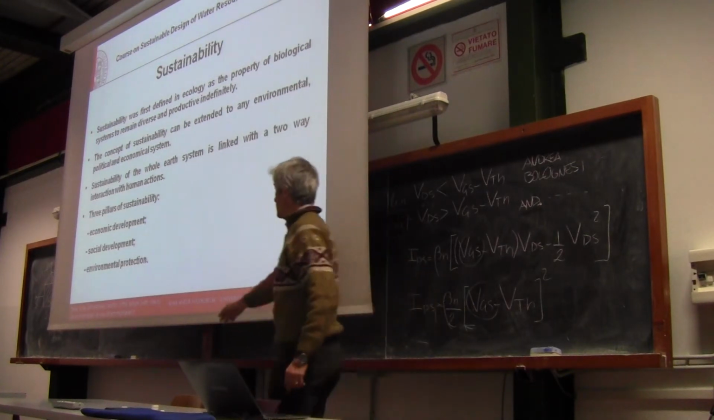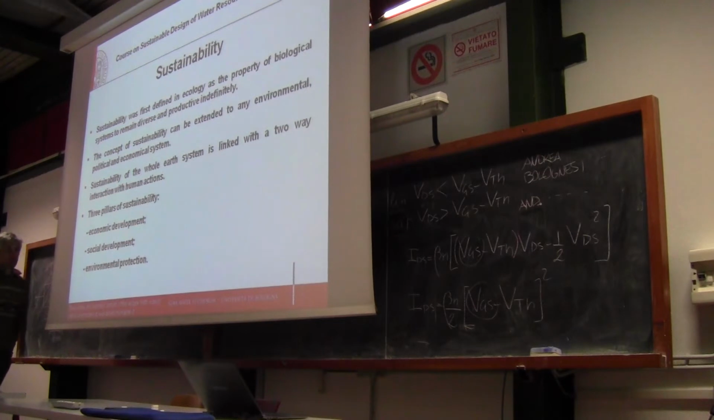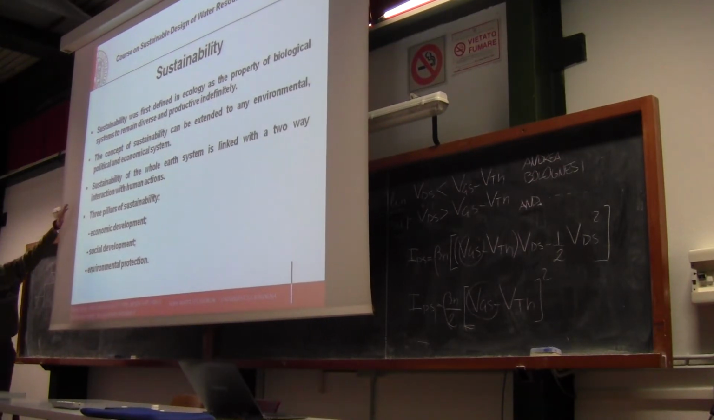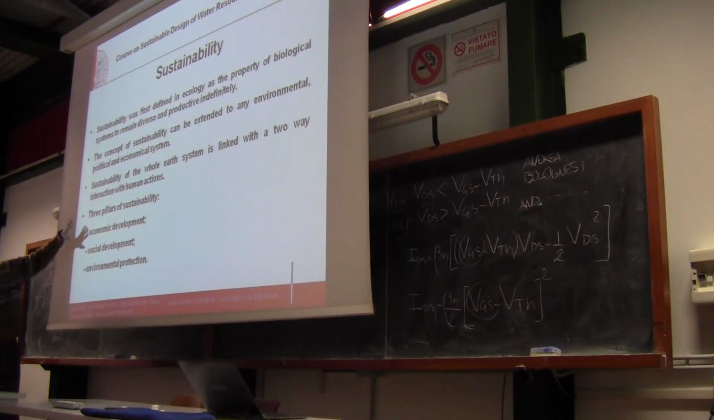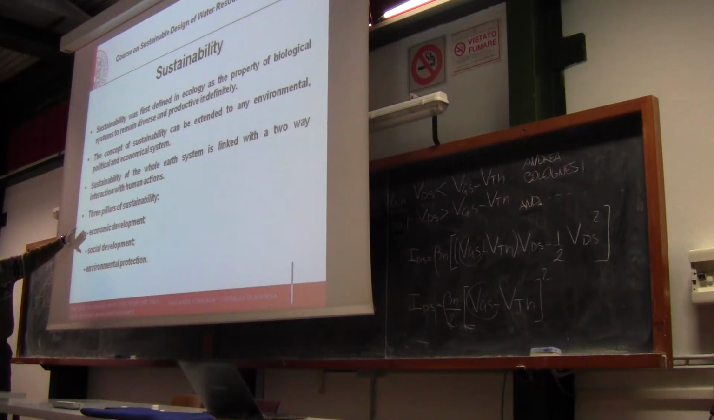Okay, these are the pillars. Economic development, social development, environmental protection. So these are the pillars of sustainability, meaning that if you think about how to ensure sustainability, you have to reach the best compromise between the economic development, the social development, and the environmental protection.